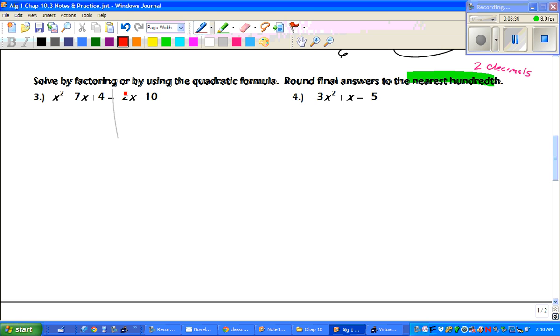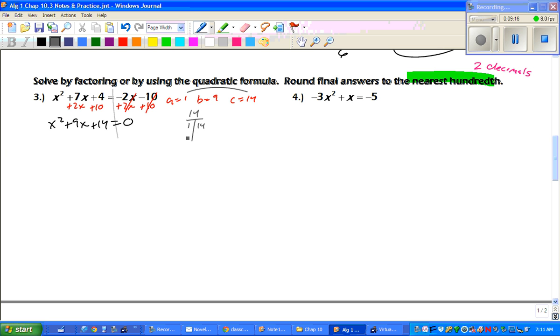So first thing is we want everything on the same side. So those cancel because I want one side to equal 0. And we get x squared plus 9x plus 14. Now, before you get all gung-ho and do the quadratic formula, let's take a look at some things. All right? A equals 1, B equals 9, C equals 14. So we always want to check to see if we can factor it first.